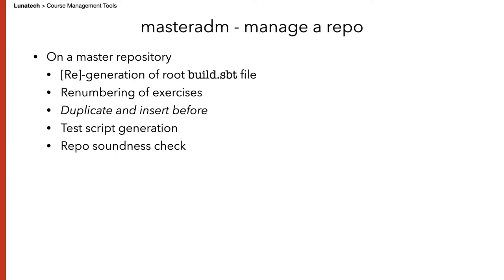There's also a master ADM command that allows you to do some maintenance tasks, like, for example, regeneration of the main build file, because the root build file is actually built automatically. So you shouldn't edit it yourself, but you can regenerate it using the master ADM command. You can renumber exercises, you can delete, duplicate, and duplicate and insert before. You can create gaps, and you can do some limited master repository soundness checking. So it can check that every exercise should have a README file, it should meet some structure, and that's all verified.